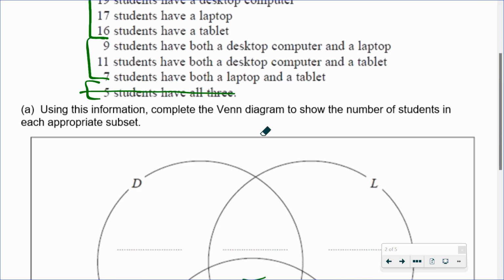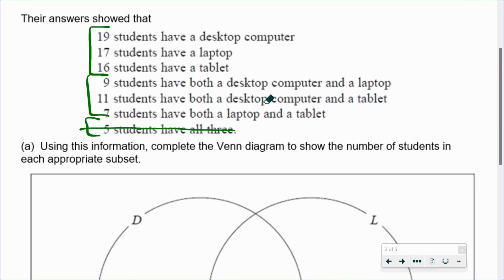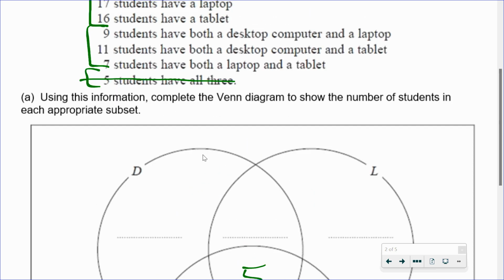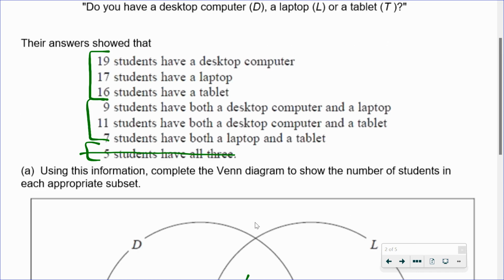Next up, it says that 11 students have a desktop and tablet. Desktop, tablet, so this crossover. And again, if I do 11 take away 5, I've got 6. And similarly, for the 9 students who have a desktop and a laptop, they're this crossover, 5 already taken, 9 take away 5, I've got 4. So I've now dealt with all of these ones as well, leaving me just with these ones who only have one of the 3 things, or have at least one of the 3 things.